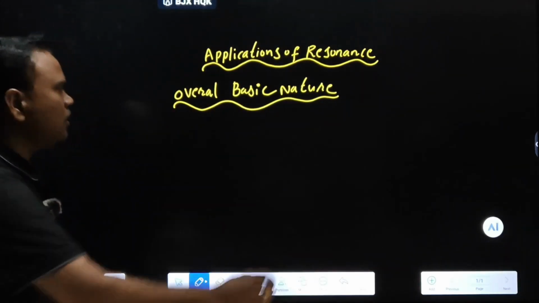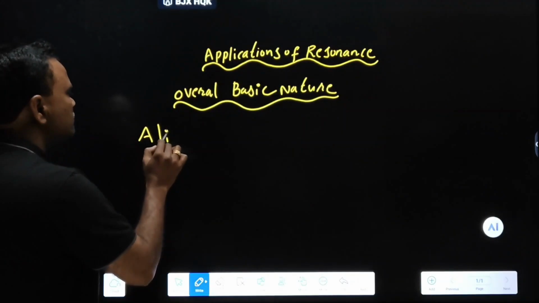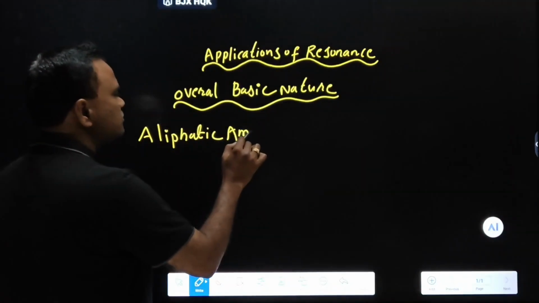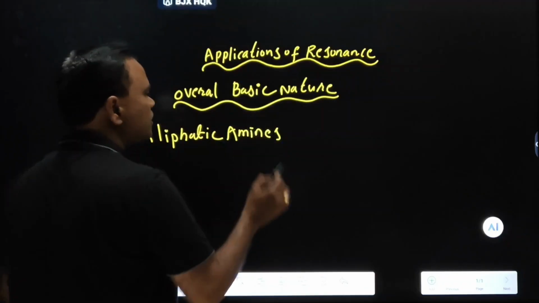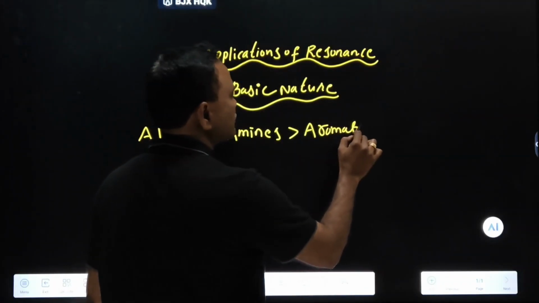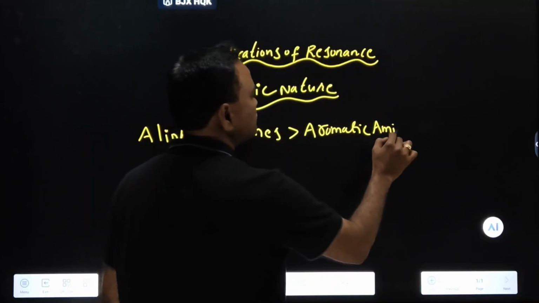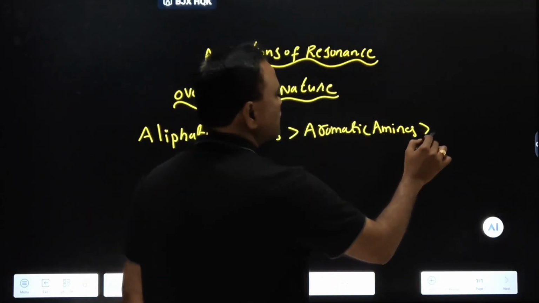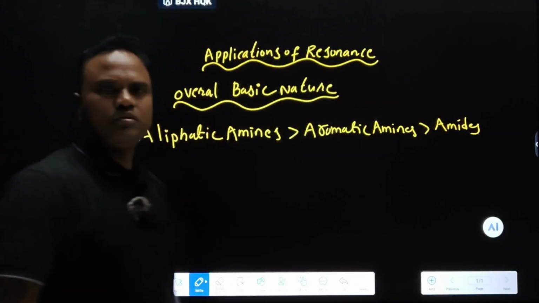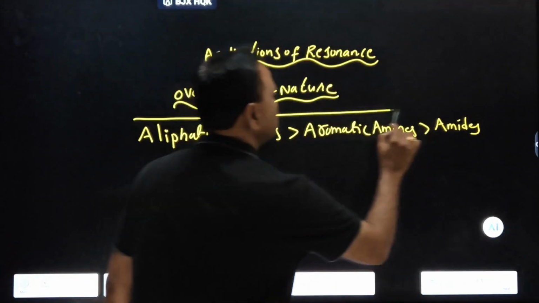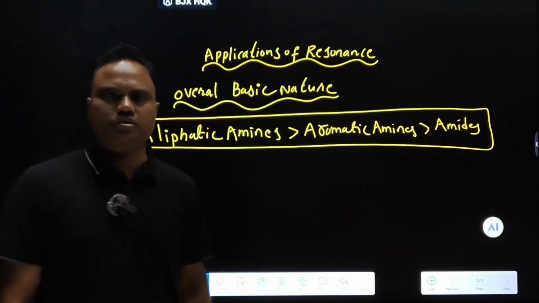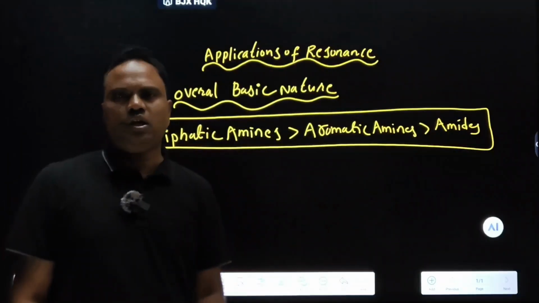See, aliphatic amines are more basic. This is general comparison. Aliphatic amines are more basic than aromatic amines. Aromatic amines are more basic than amides. Okay, this is overall comparison. So when you have aliphatic amine, that will be more basic than aromatic and amides.